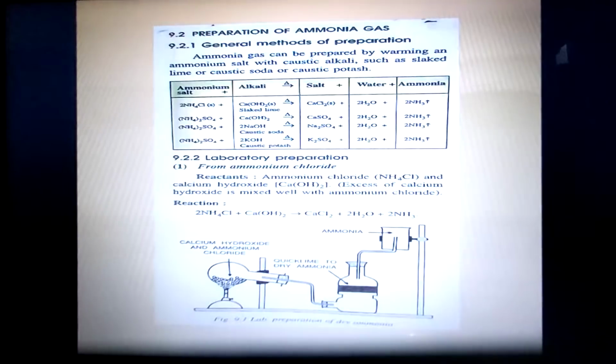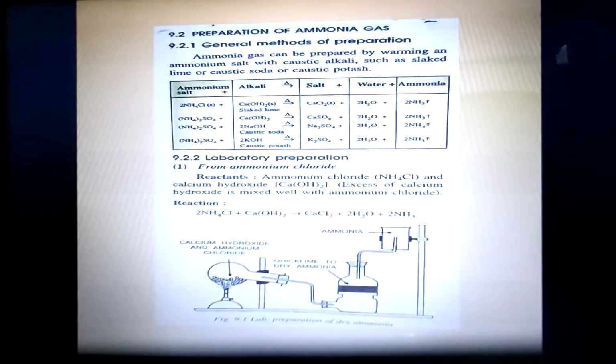As you can see from the box, ammonium chloride is reacted with an alkali and heated. Then it produces salt, water and ammonia gas. So the general method is you take an ammonium salt and add an alkali. The alkali can be slaked lime, caustic soda or caustic potash. Preferably it should be slaked lime. The reason will be known to you in the coming topics.